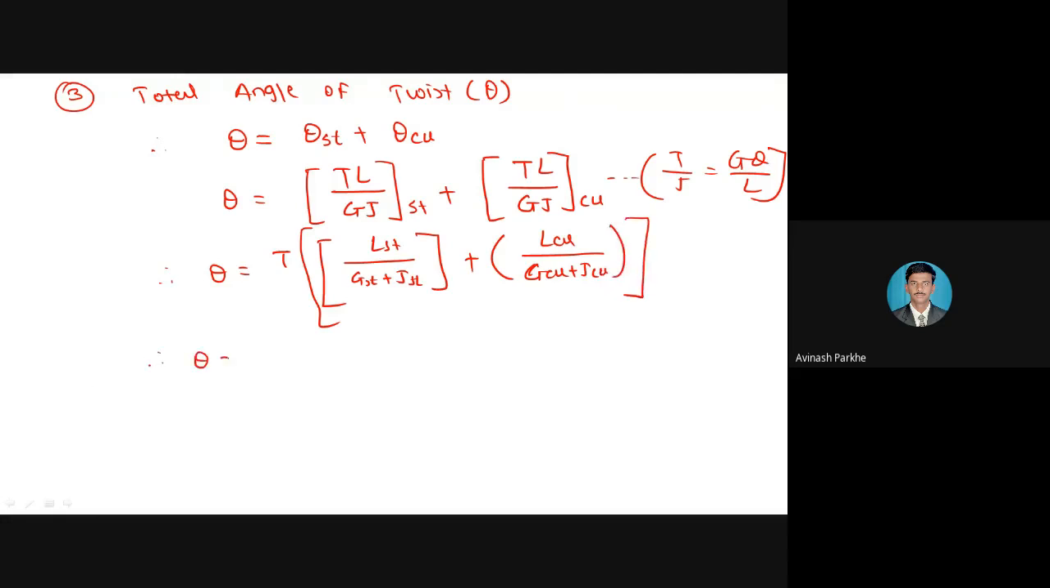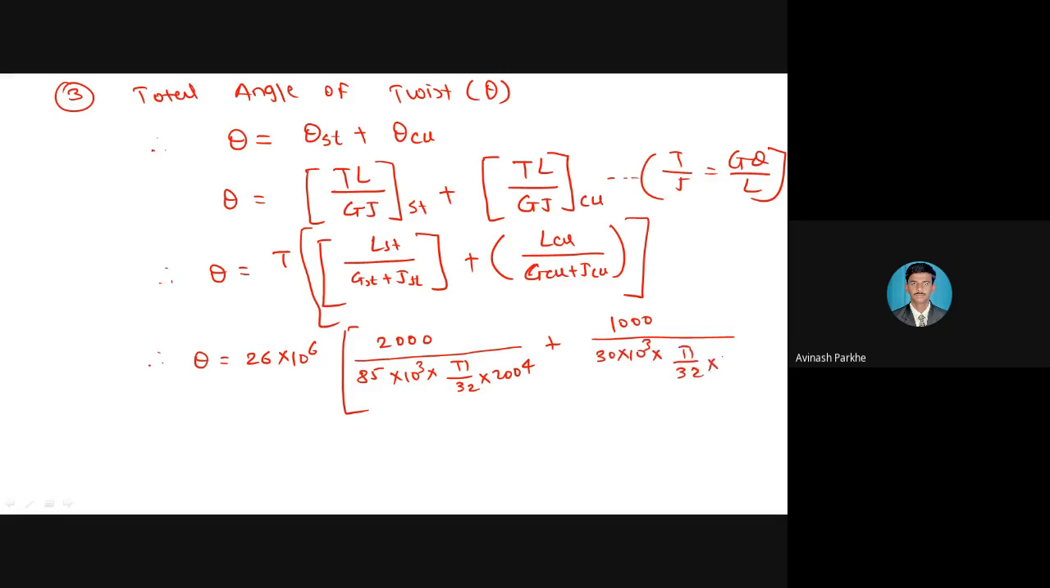Now I will put the values. Theta is equal to capital T, 26 into 10 raised to 6, in bracket: length of steel 2000 divided by G of steel 85 into 10 raised to 3, into pi by 32 into 200 raised to 4, plus length of copper 1000 divided by 30 into 10 raised to 3 as G, and J pi by 32 into 150 raised to 4. And from this calculation you will get the theta.